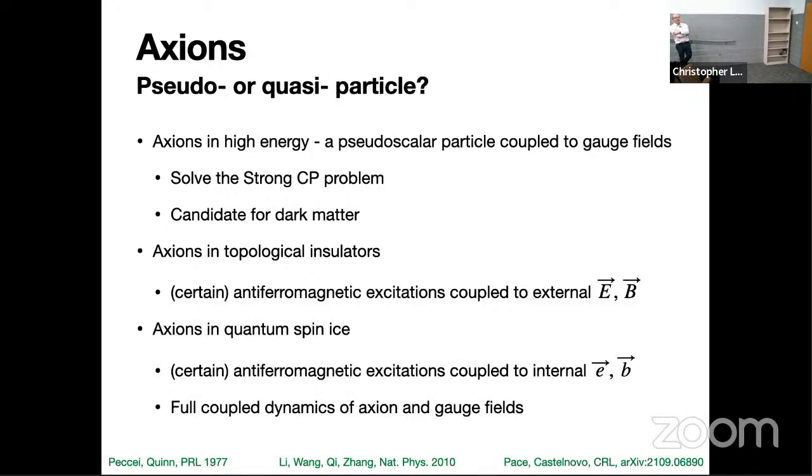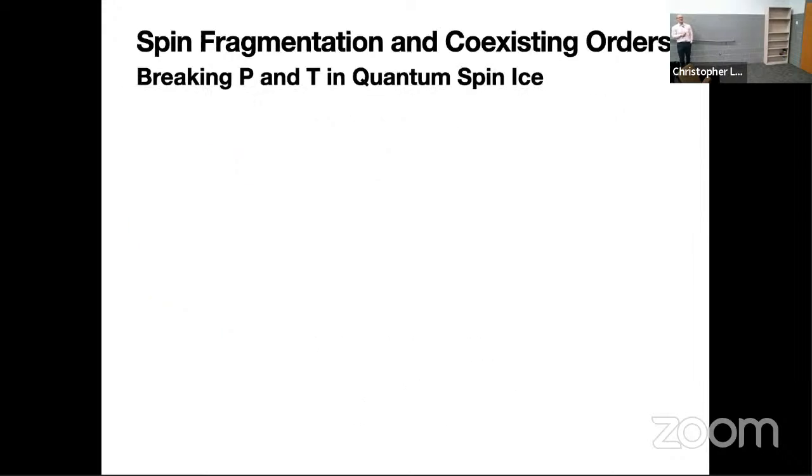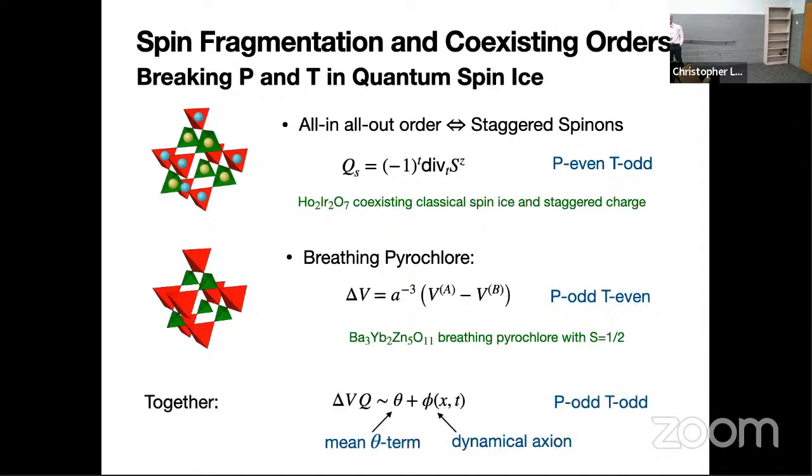What we have recently thought about is what would it mean to have an axion in quantum spin ice, and how would you get it? Again, it's certain antiferromagnetic excitations that would be coupled to the internal or emergent E and B fields. What's neat about this realization of an emergent axion, compared to the topological insulator one, which is the other condensed matter proposal, is that it's actually coupled to the full dynamics of the internal gauge fields as opposed to just probe fields. Let me not go through all this. I can tell you how to get the right kind of coexisting pseudoscalar order, and why we think it's not totally crazy: you need two kinds of symmetry breaking, P and T, and both of them exist in materials that are pyrochlores, though they don't exist in these same materials at the moment. But that's not my problem.